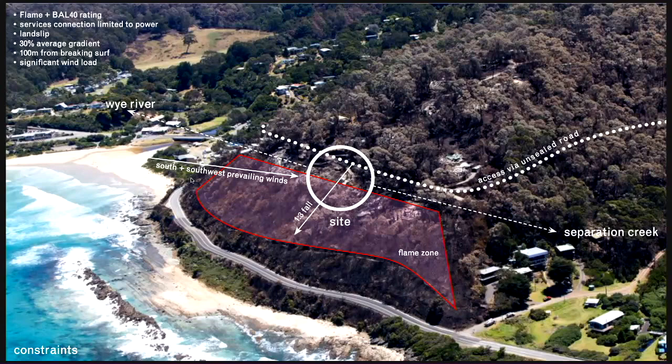We're about 100 metres, as I said, from breaking surf. There's an average 30% gradient across the site. Very significant wind loads. And then also very limited services connections, so we really only had power.